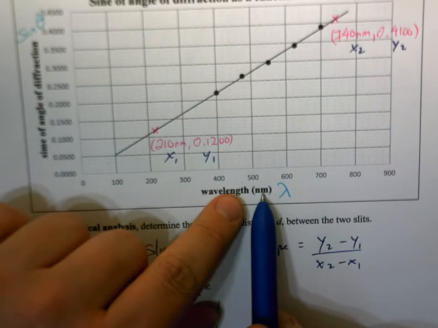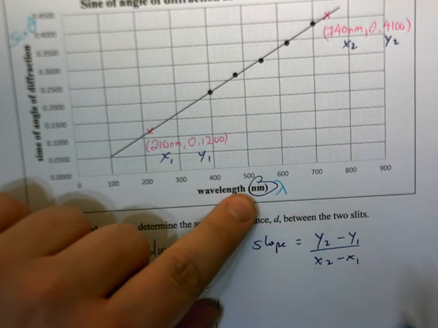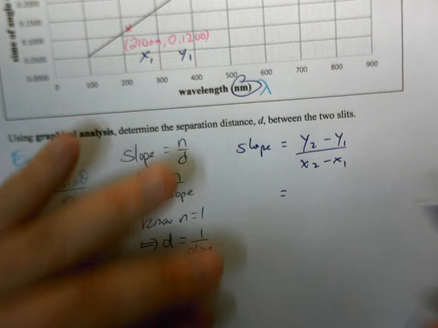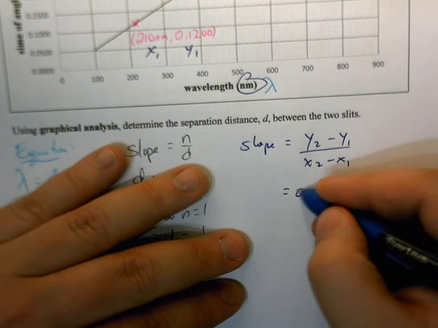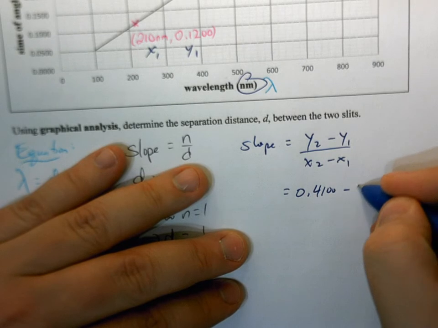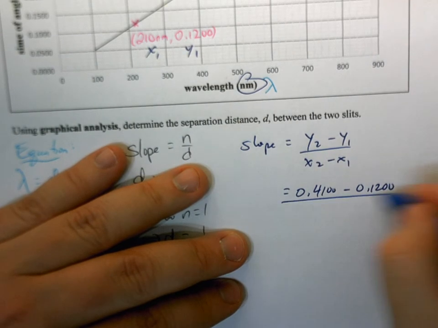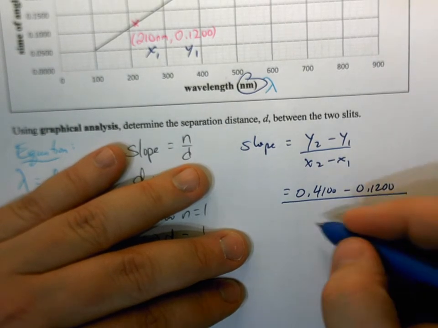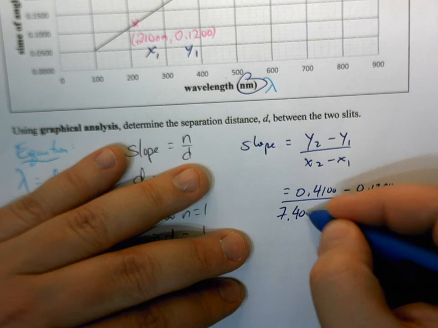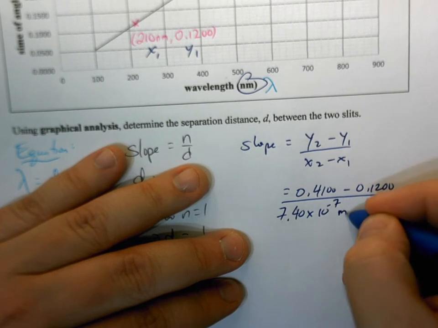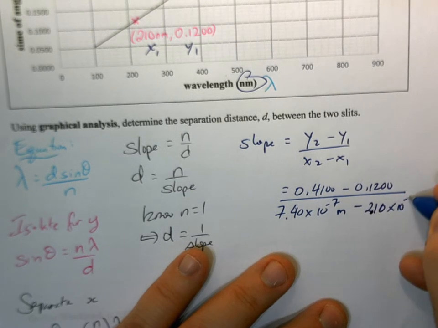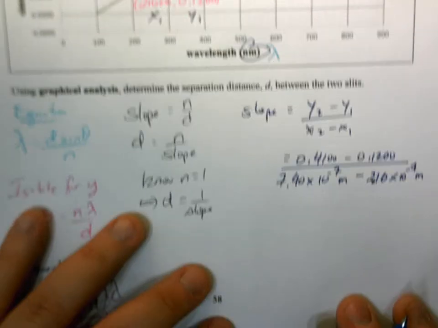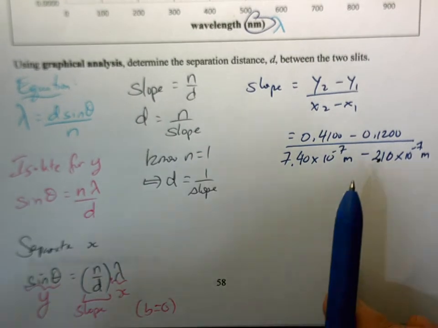And again, be mindful that the y-axis, the units are nanometers. So up top, I'm going to convert that to meters actually. So I have this 0.4100 minus 0.1200. And then in the denominator, I have 740 nanometers, or 7.40 times 10 to the minus 7 meters, minus this 2.10 times 10 to the minus 7 meters. Just because at the end of the day, I want to keep everything in meters.